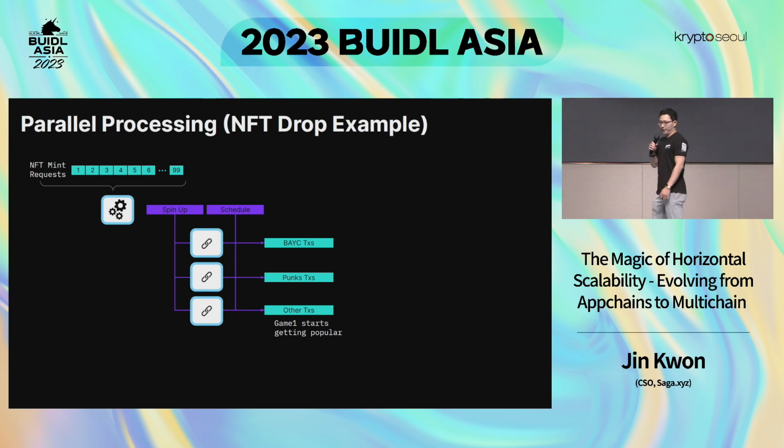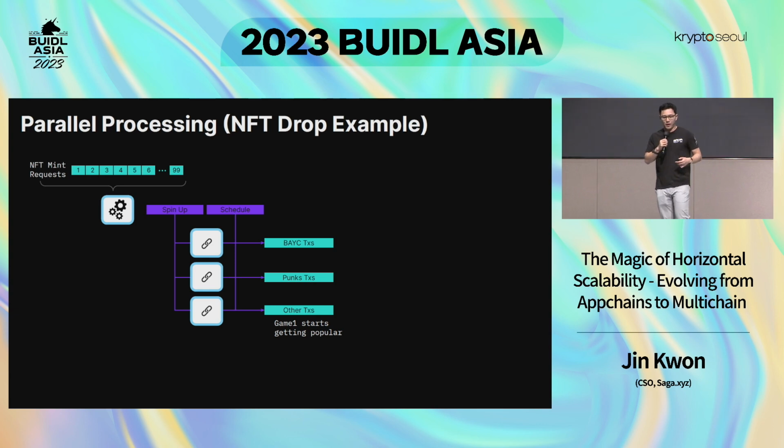In Saga, you can create an NFT minting platform that segments the NFTs based on different chains. Let's say Bored Ape Yacht Club and Punks are really popular. You can spin up a chain that's just dedicated to those transactions. And then you have a third chain that services all other NFT transactions that are not those two.